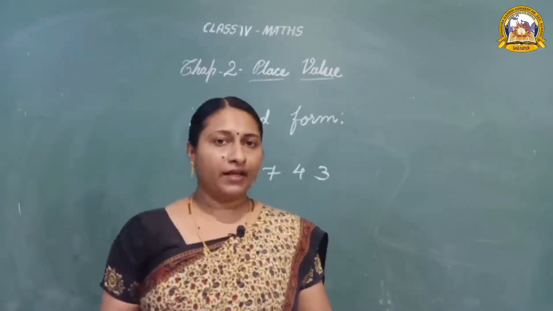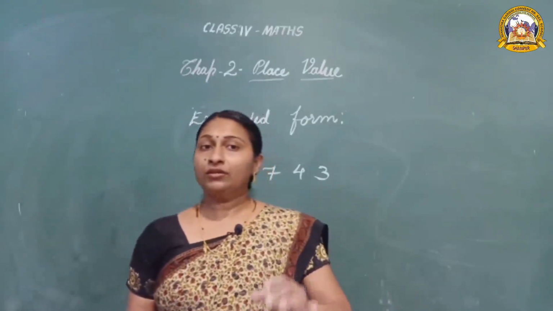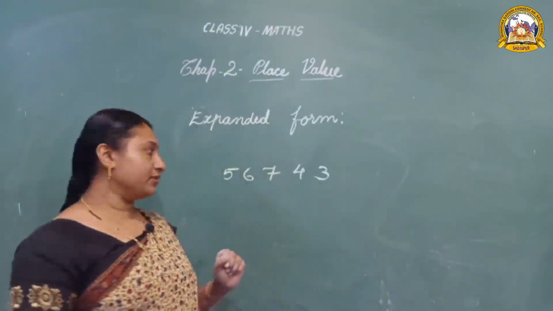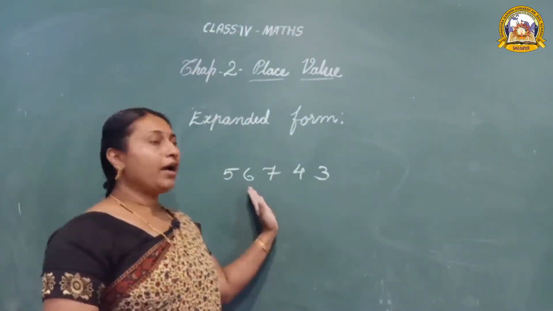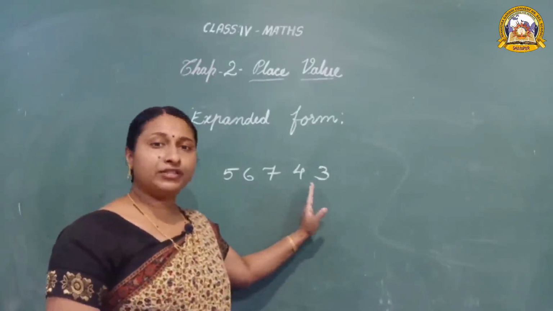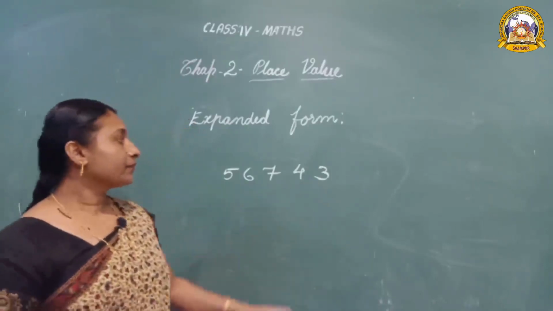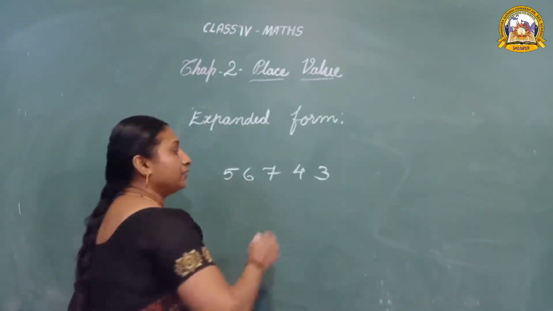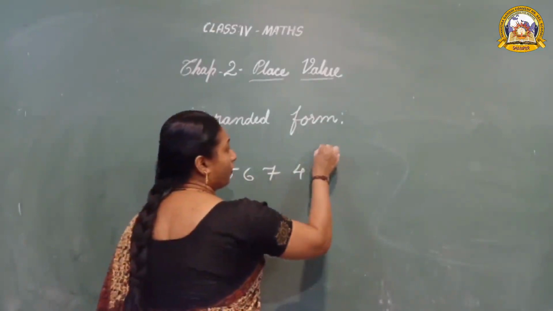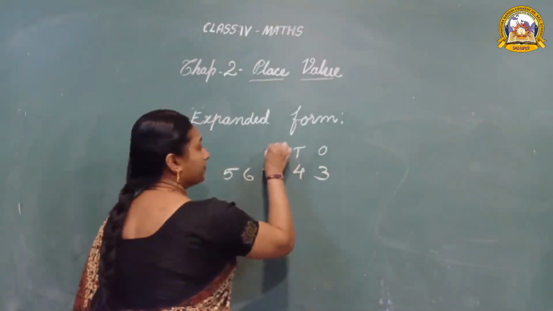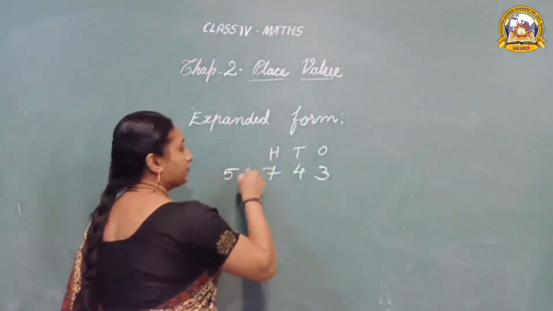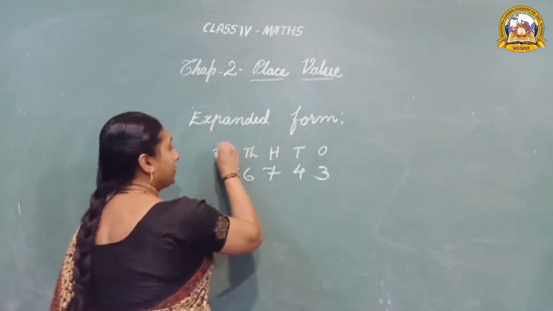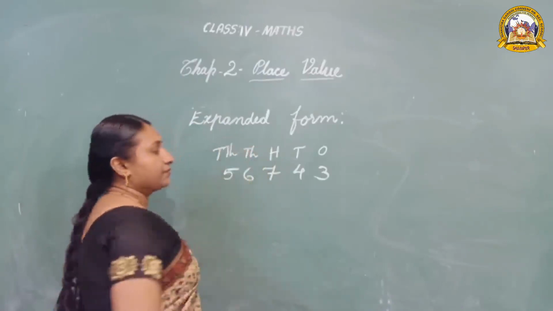Okay. Next we are going to write the expanded form of the 5-digit numbers. Here I have written a 5-digit number. Okay. Let us write the place values. Ones, tens, hundreds, then thousands and 10,000s.